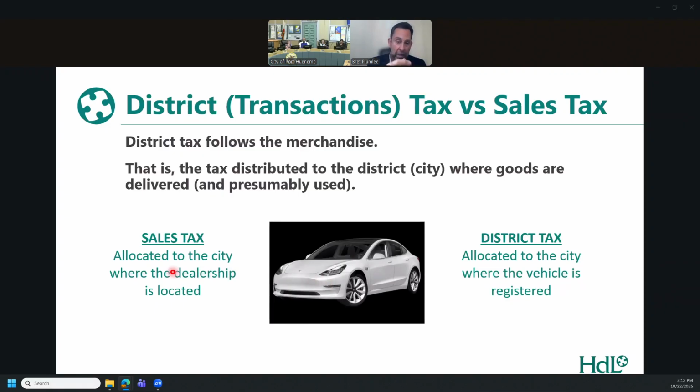If a resident of Port Hueneme buys a vehicle in Oxnard, Oxnard is going to get the 1% Bradley Burns sales tax. And since the vehicle was registered in Port Hueneme, Port Hueneme will get the district tax, the 1.5%: the 1% from Measure U and the 0.5% from Measure W.